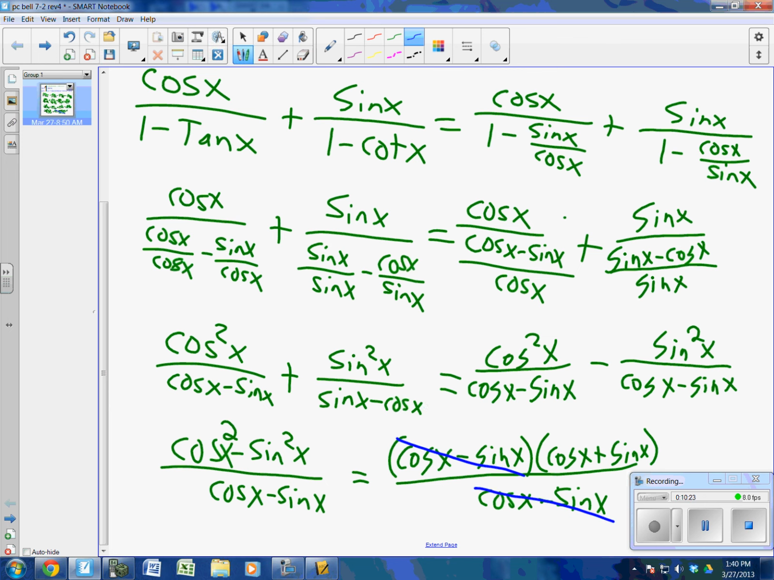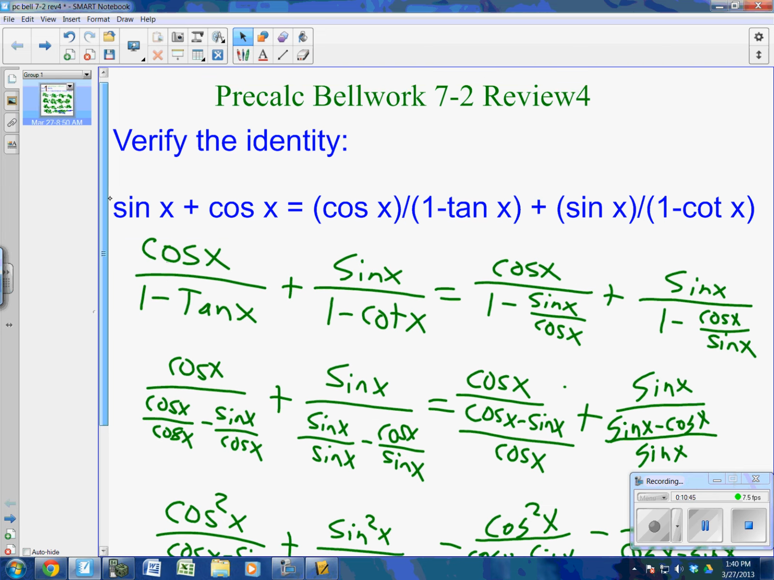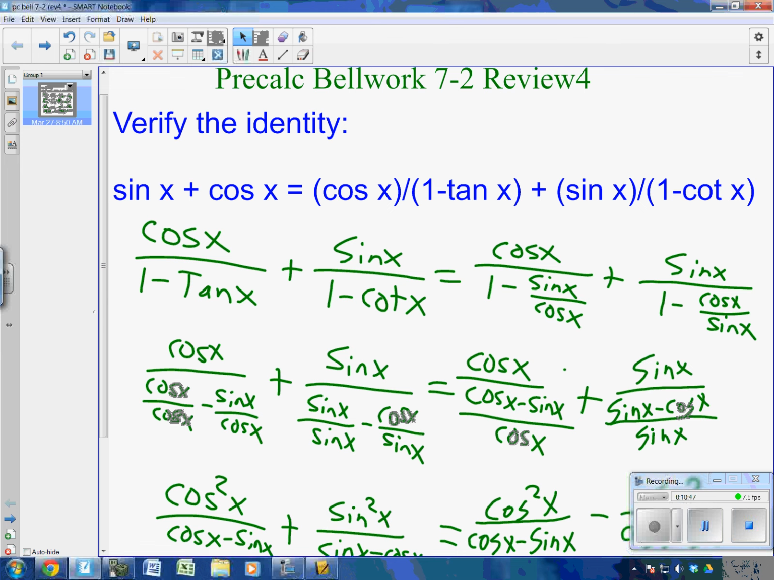So what am I left with? The answer. Isn't that what we started with? Isn't that what we wanted it to become? Cosine of x plus sine of x? No, you have to factor it like that. So cosine of x plus sine of x is what we have. It's written sine of x plus cosine of x here, but addition is commutative. You can switch it around. It's the same thing. Okay?